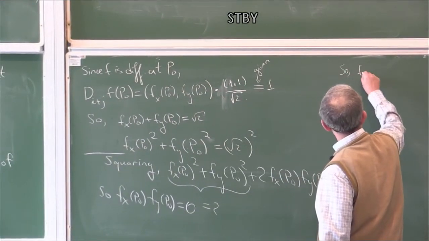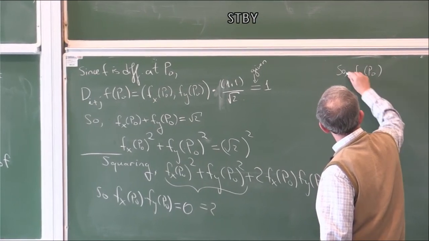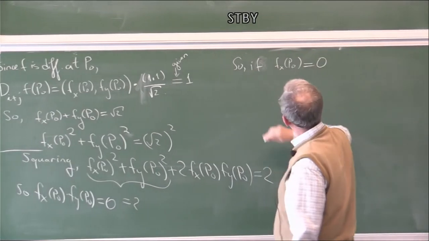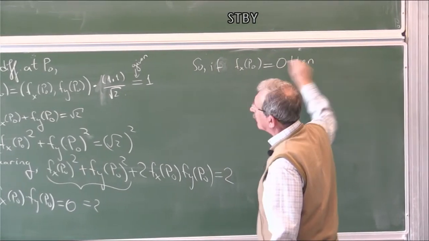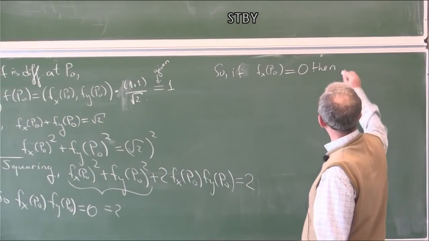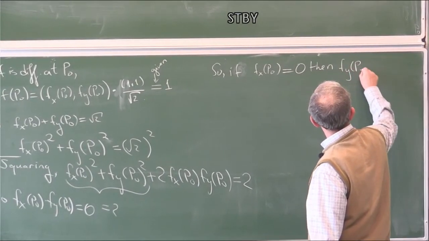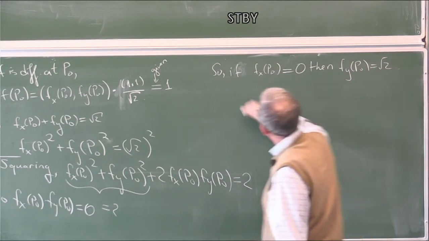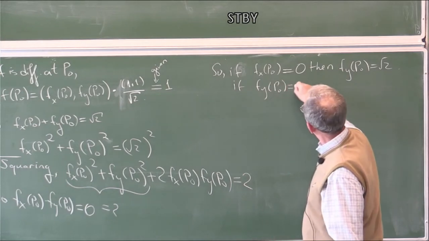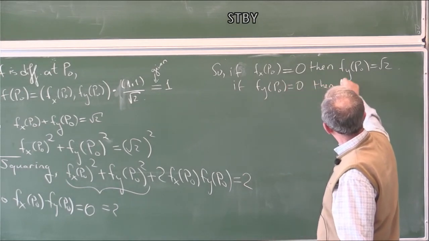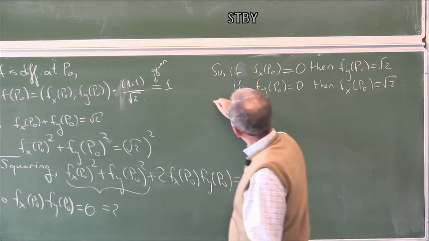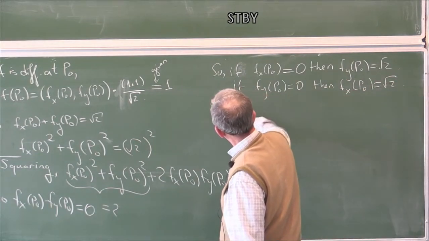Well, this tells us directly that f_x at P0 can be 0. Then, of course, from the first equation, we see that the other one must be square root of 2. And similarly, if f_y is 0, then f_x at P0 must be square root of 2. So these are the only possibilities.